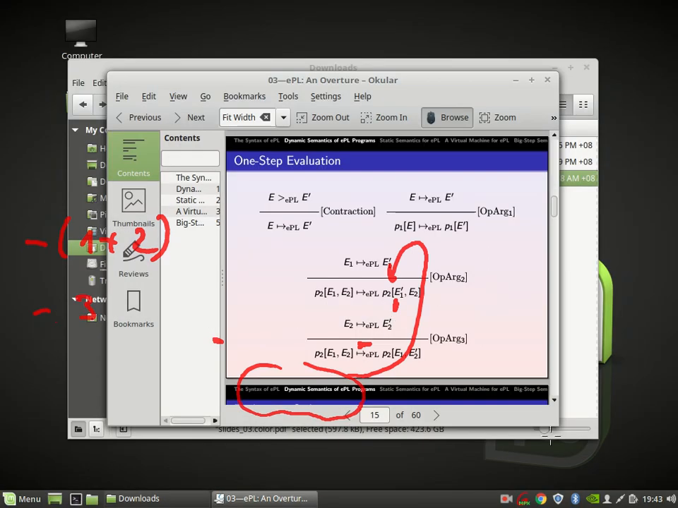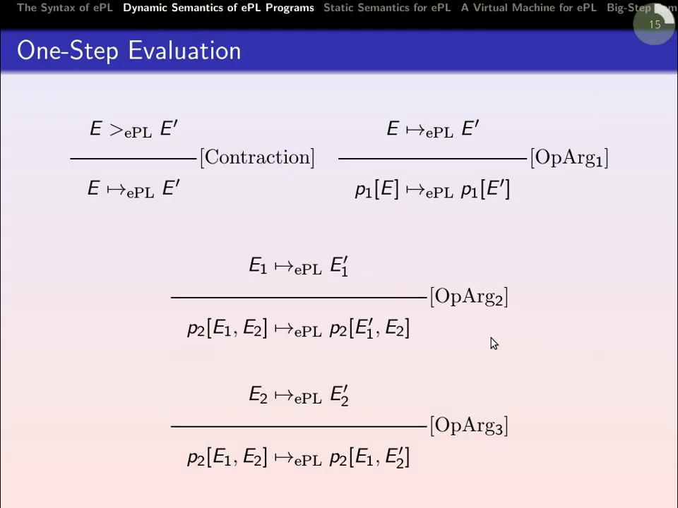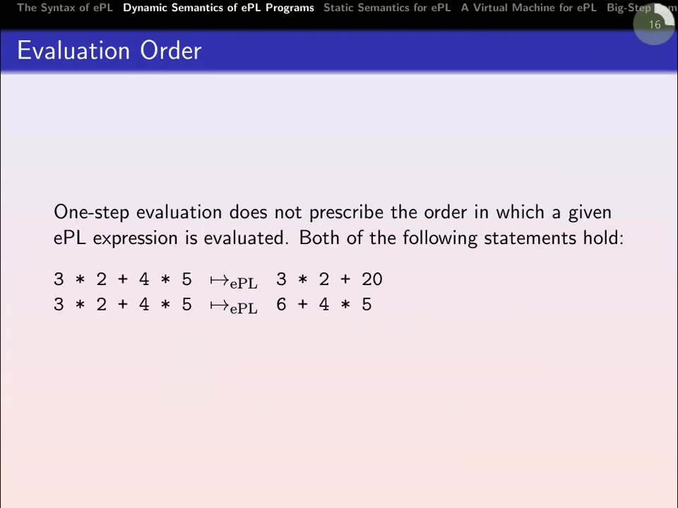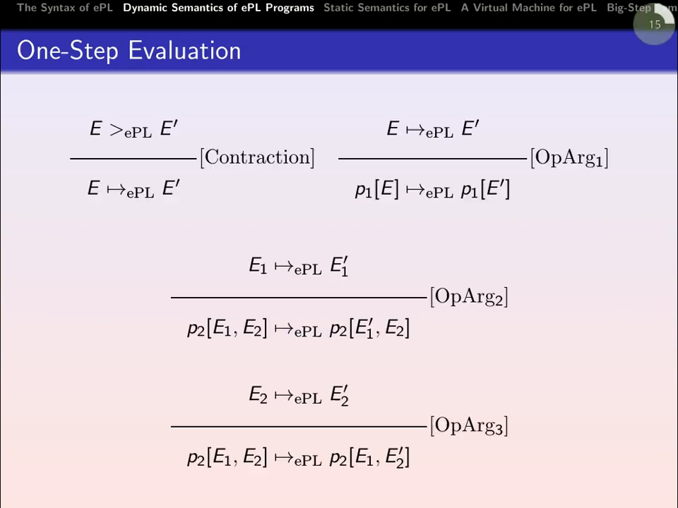Yes? All fine? So as I was saying previously, the order is not that important right now. Right? We are completely non-deterministic. So in many cases, we will have the option of choosing either this rule or this rule. Okay?